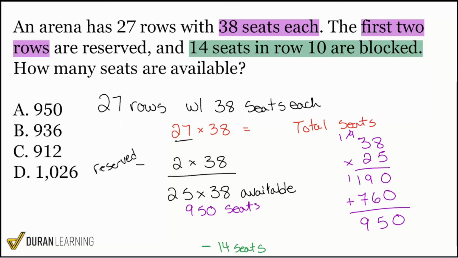Because right over here at the end, 14 seats in row 10 are blocked. 14 seats are blocked. So we have to take the 950 and we have to subtract the 14, and that's going to leave us off at 936 seats. There we are. So the answer here would not have been A, would not have been D. It was actually answer choice B.